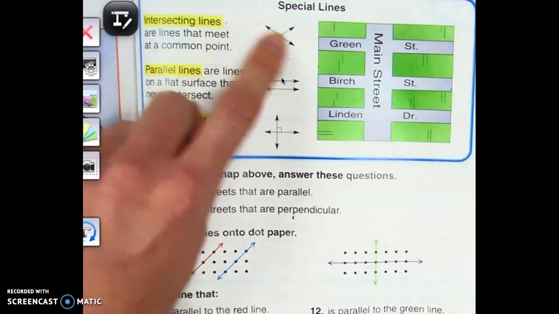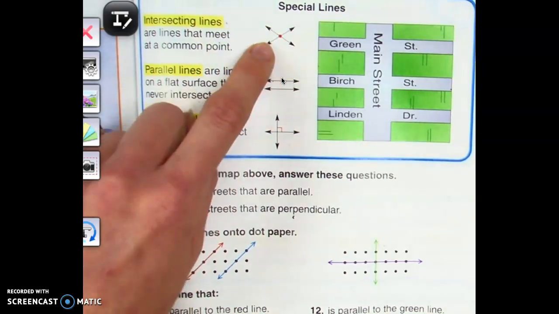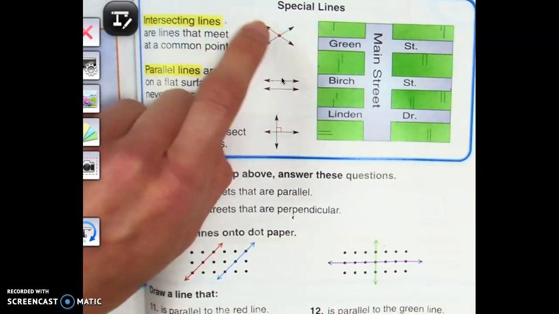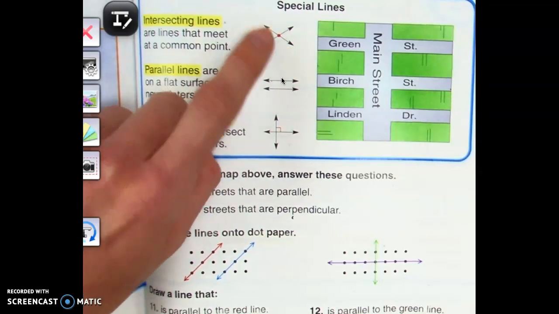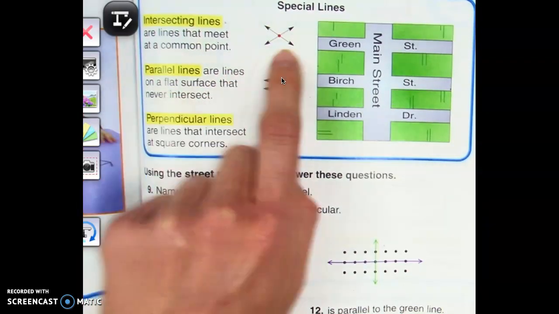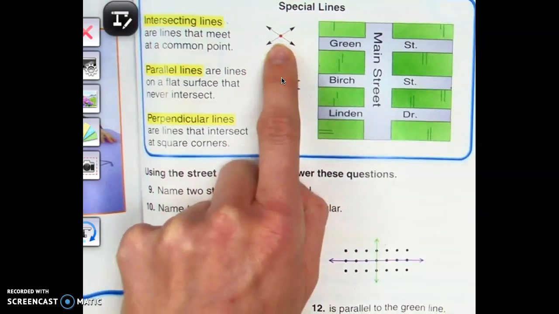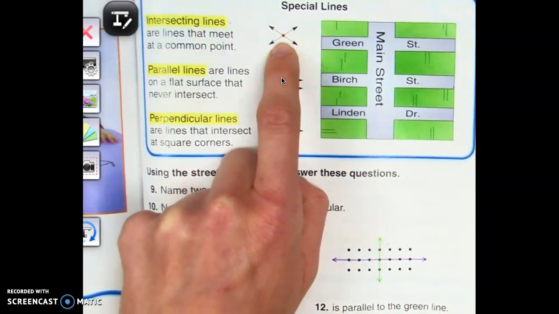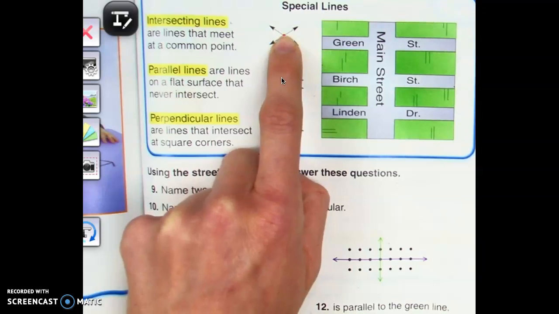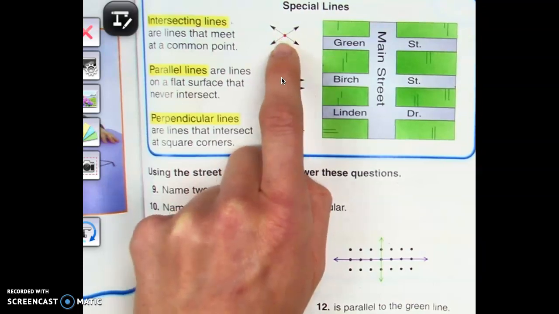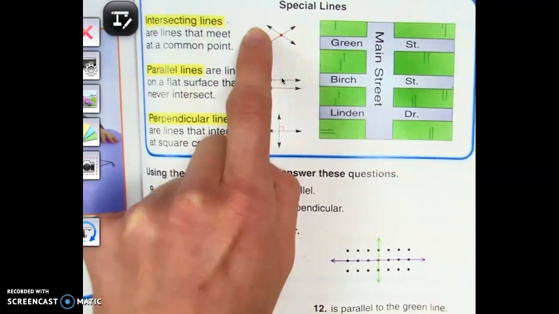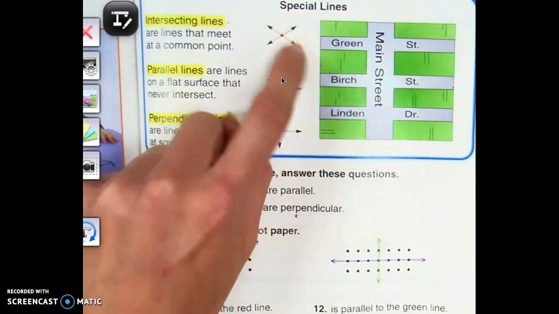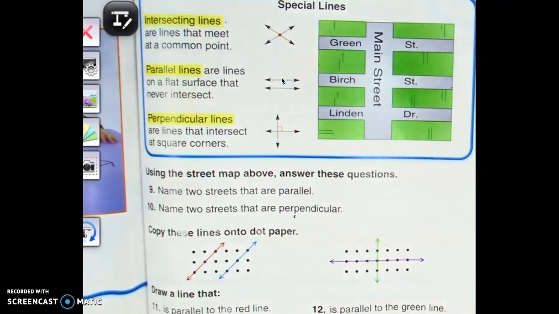So it's the lines here. Remember, their lines are straight and they extend forever in opposite directions, so they have the arrows on both sides. But where that red dot is, they're crossing, they're meeting at a common point. So we always remember it by saying intersecting lines make V's, because you see how it makes V's on every side? They meet at a common point.